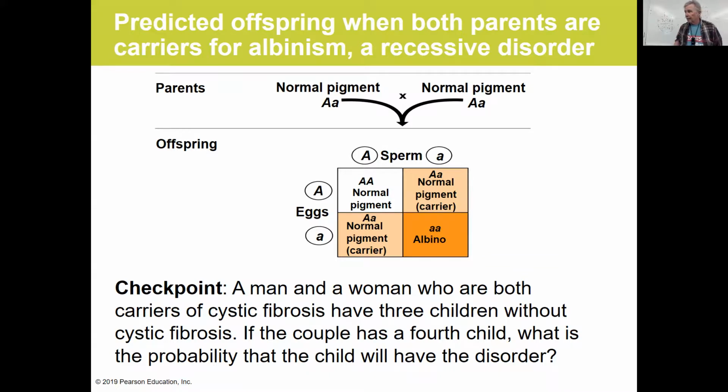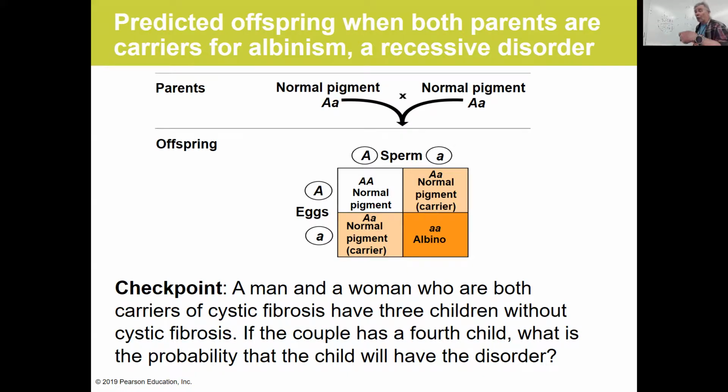1/4. Because you just do it on a square. Big A, small a for the sperm, big A, small a for the eggs. 1/4 of the children will be big A, big A. 1/2 of the children will be big A, small a, and 1/4 will likely be albino.